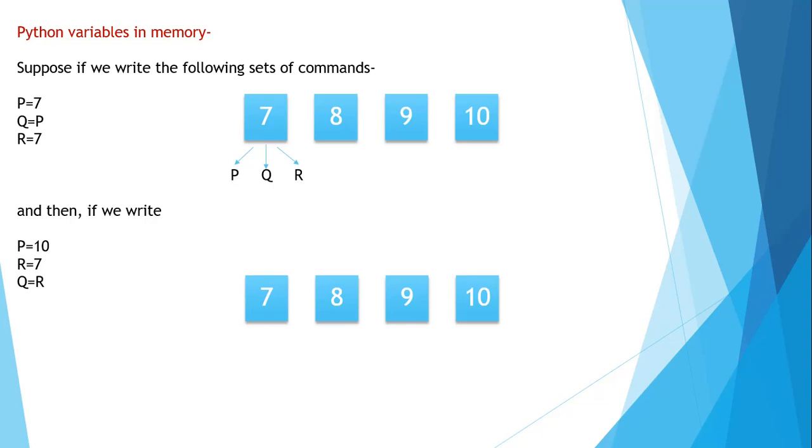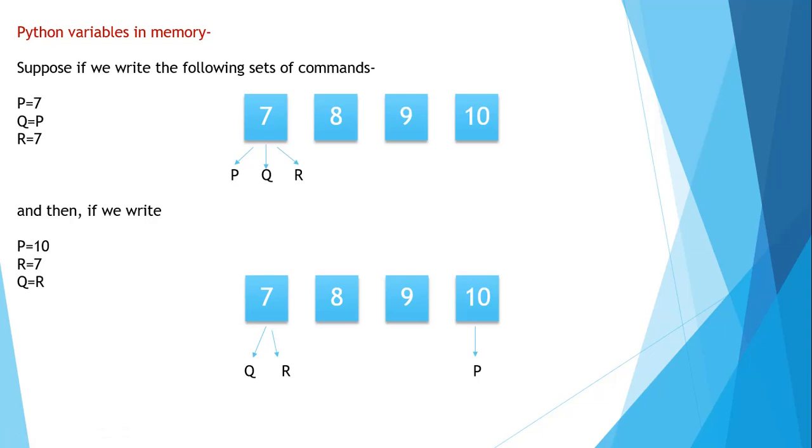Now according to this set of commands, p equal to 10, p will point to 10 here. Earlier p was pointing to 7, now p is pointing to 10. So 7 has not changed its memory address, 7 is still at its own memory address. What happened is that p has changed its pointing value to 10, and now p is pointing to the memory address of 10. And q and r are still pointing to 7 according to this code, r equal to 7, q equal to r.